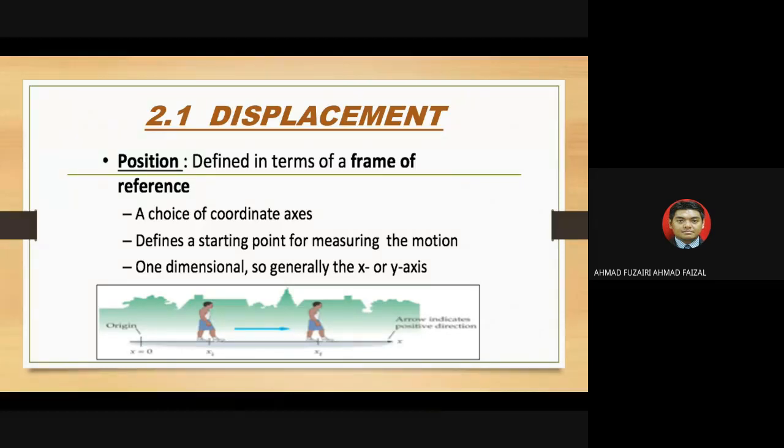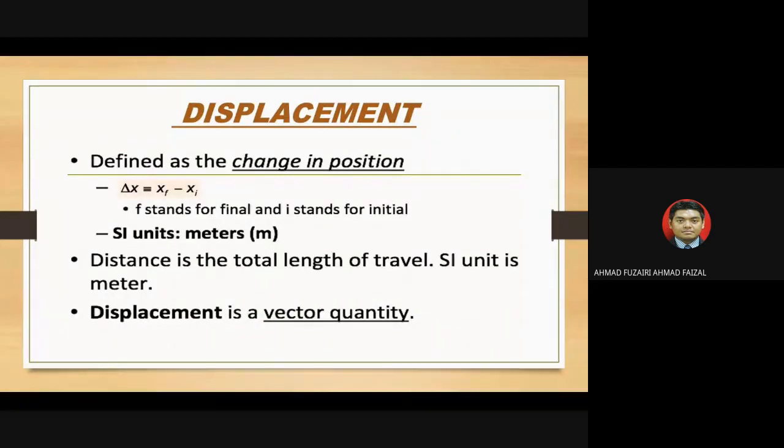For example, an athlete walks along the x-axis as shown in the figure. Displacement is defined as the change in position between initial and final position. It is symbolized as delta x. To calculate the displacement, you may use the formula: displacement delta x equals final position xf minus initial position xi. The SI unit for displacement is meter. Displacement is an example of a vector quantity, but distance is the total length traveled by the object. It has the same SI unit as displacement, which is meter.